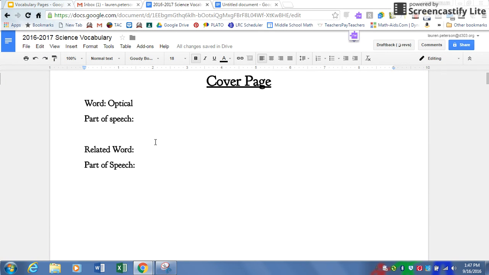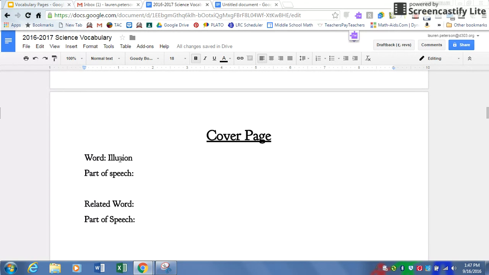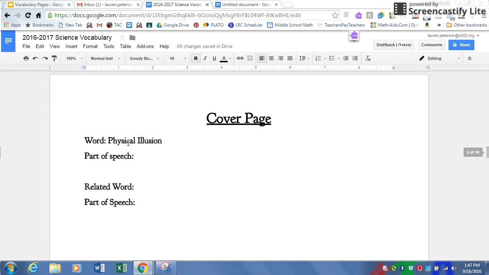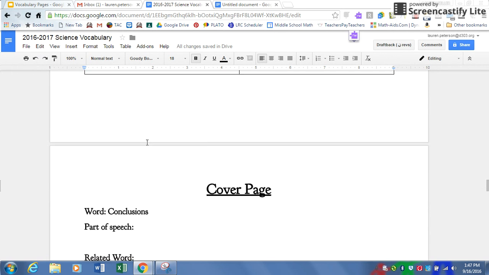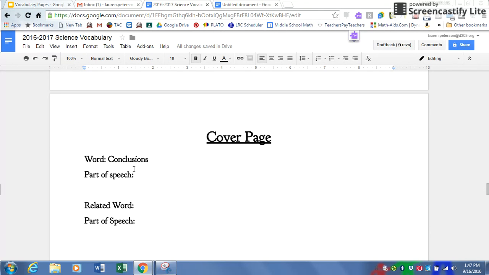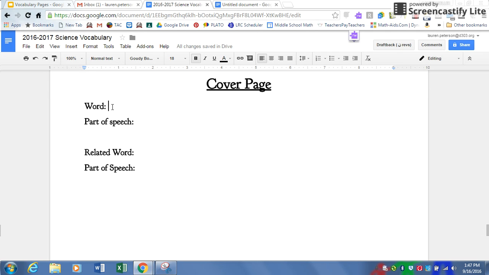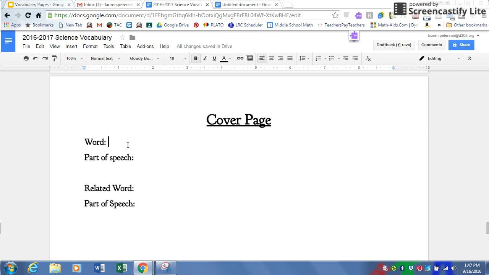Okay, so the first word is optical. The second word is illusion. The third word is physical illusion. The fourth word is conclusions. And the fifth word should be on each of the kids' pages.